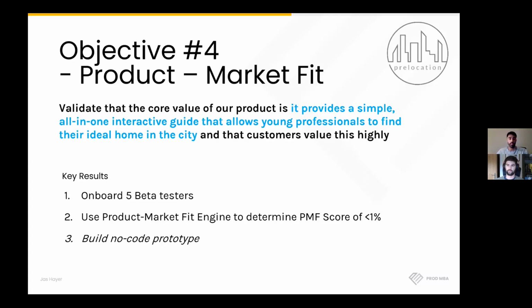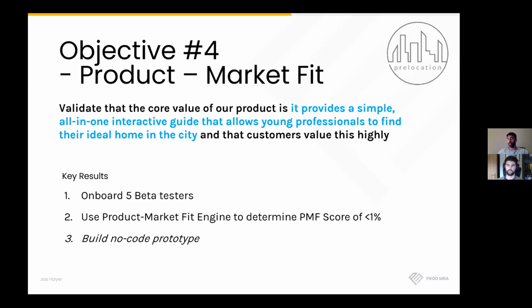So I onboarded 5 beta testers. Luckily for me, some of the beta testers were graduates that had started at the same company as me, but they'd started on UX programs as well. So 2 of them were from that background, but also were looking to relocate or had recently relocated. So I had 2 aspects of the testing done there: from a user's perspective, consumer perspective, and also from a UX perspective as well, which I think is really good to have.